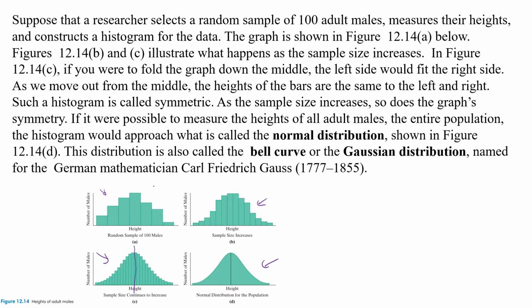So with small amounts of data, we have something that's not super symmetric. The more we add, the more symmetric it gets, and the more we add, the more we get. And this would be the whole population. It would be this bell curve here.